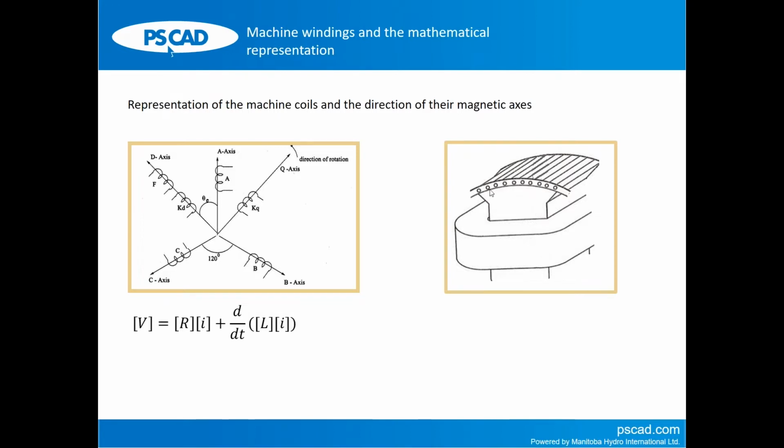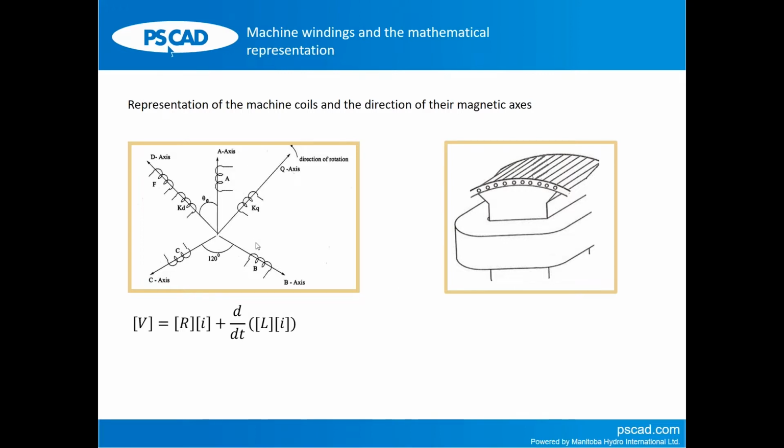The effect of dampers is mathematically modeled by including 2 short-circuit windings, or sometimes 3 short-circuited windings, called the D-axis damper KD and the Q-axis damper KQ. So these are not real windings. They are windings in the mathematical model that try to mimic the realistic behavior of the machine.